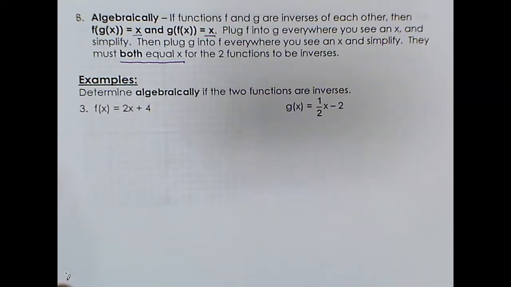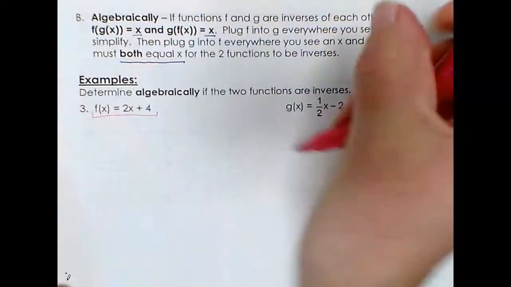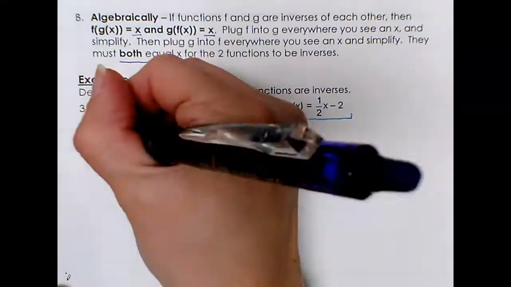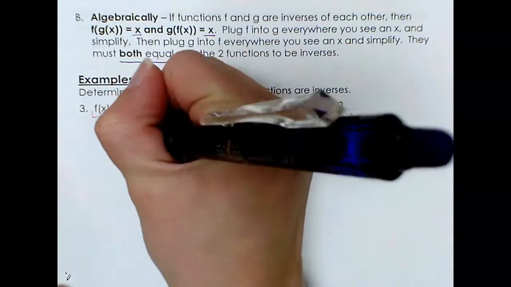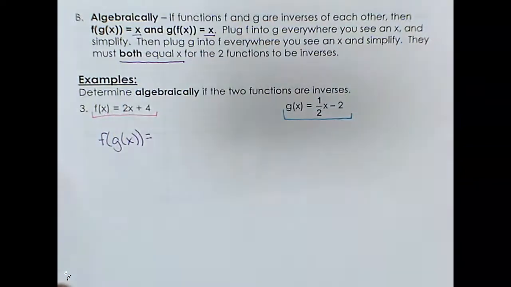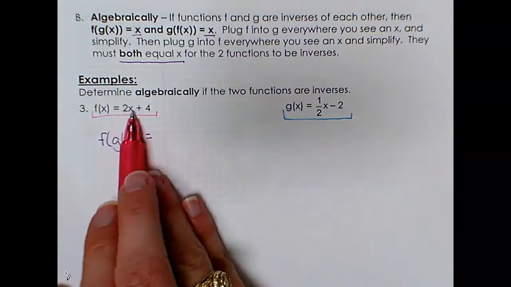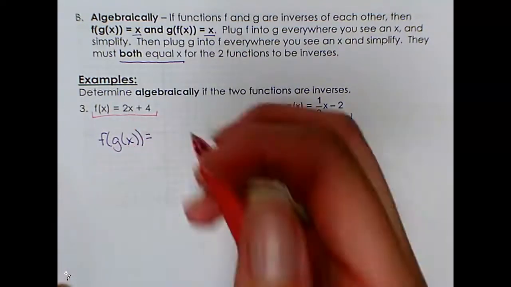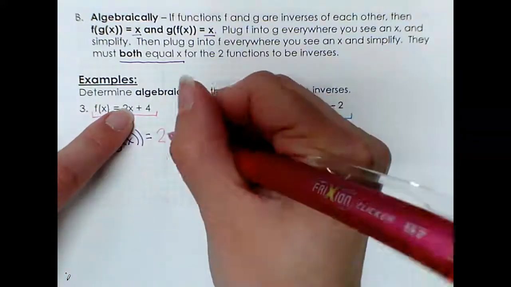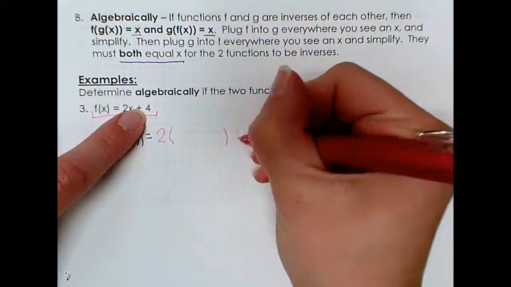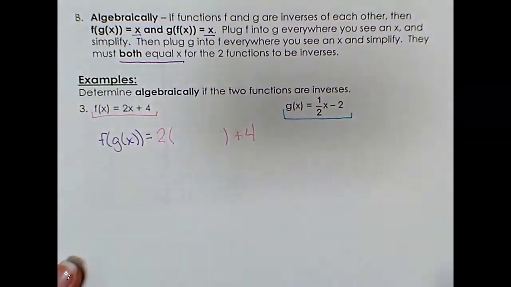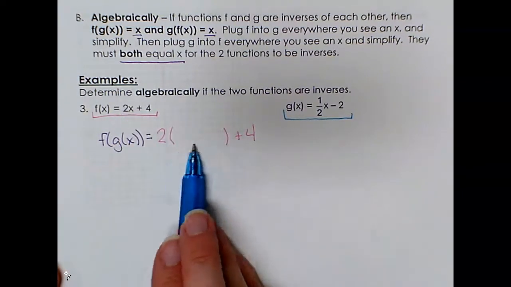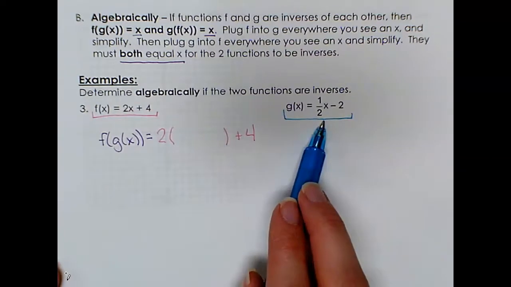So I have two functions. I have f of x and I have g of x. First thing I need to do is to determine what f of g of x is. In order to do that, I'm going to write my f function, but instead of x, I'm going to put parentheses so that I can put my g of x function in there. So 2 times x, so a big blank space, plus 4. And then inside here, I need to put the g of x function, so 1/2 x minus 2.